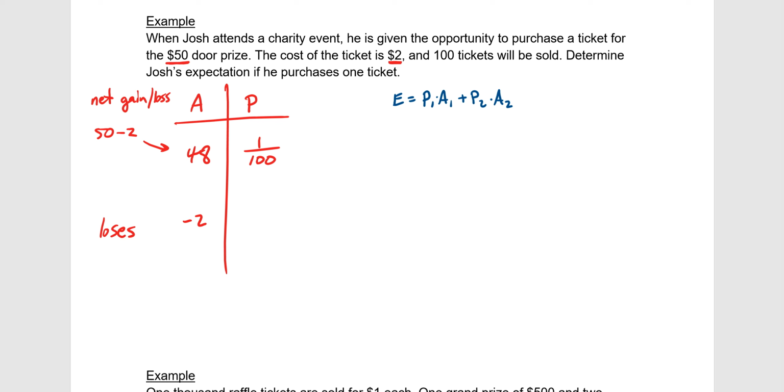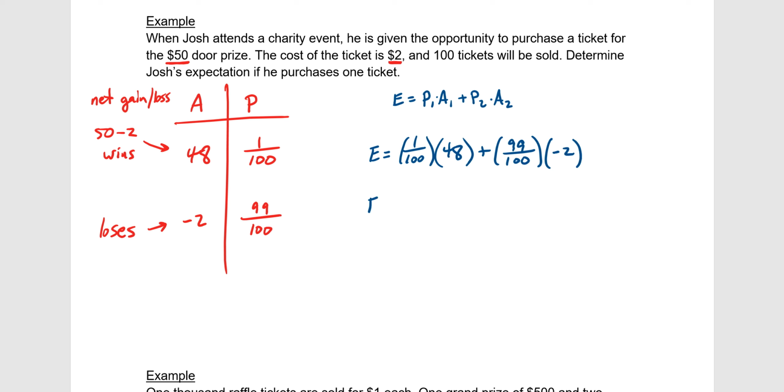So that means we have to put -2 for losing. Okay, so the probability for losing is 99 over 100 because there's 99 losing tickets. So once we have this set up, we do the same exact thing that we just did. We get expected value is going to be 1 over 100 times 48 plus 99 over 100 times the -2. Hopefully we expect this to be lower than what we just got.